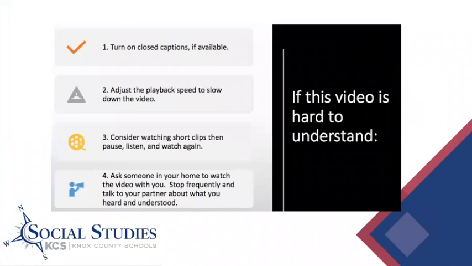This slide will assist you if you have difficulties understanding the video, the video stops playing frequently, or there are streaming issues. The first thing you can do is turn on closed captioning, which will add captions to the video so you can read it as well as listen. The second thing is you can adjust the playback speed to slow down the video. If the video is going too fast for you, adjust the playback speed in order to slow it down. The third thing you can do is consider watching short clips, then pause, listen, and watch again. The last thing is ask someone in your home to watch the video with you. Stop frequently and talk with your partner about what is heard and understood to make sure you are getting the full extent of the video.